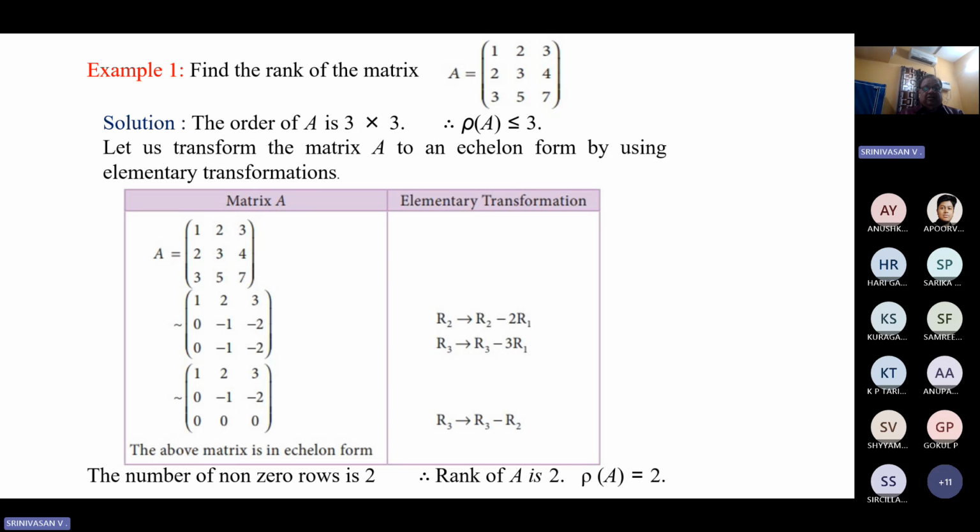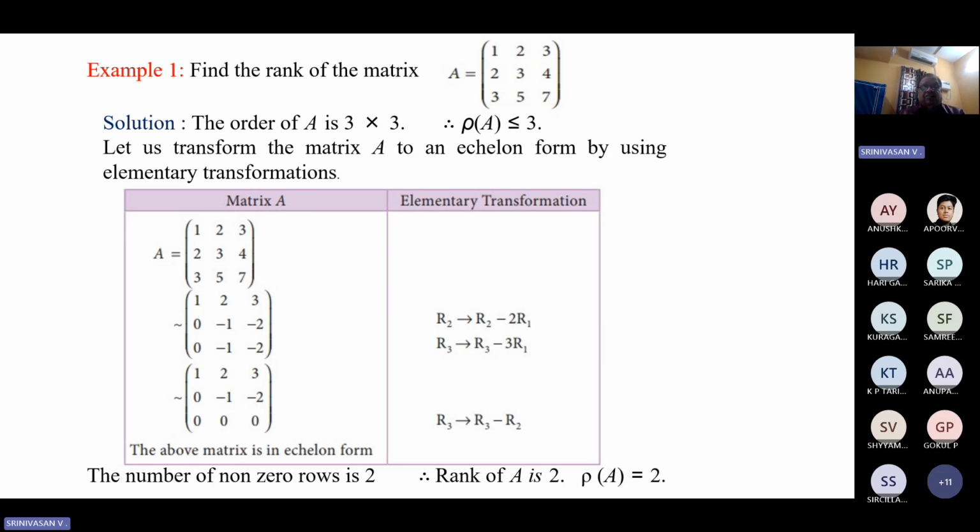First, write the matrix A with its data. Then we put a symbol like this, a wave-like symbol, which means is equivalent to, because this matrix is not equal to the earlier one. You must know there is a difference between is equal to and is equivalent to. We are only reducing it to echelon form, so it is only equivalent, not equal. So don't put the equal symbol, use the wave symbol for is equivalent to.